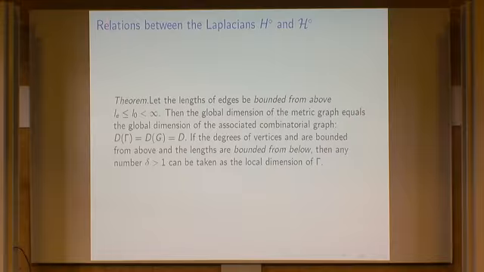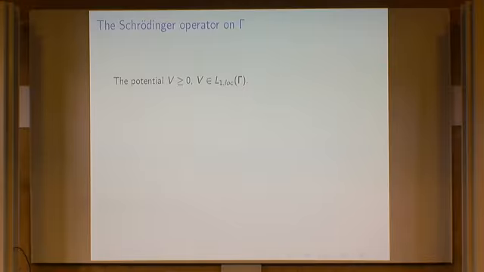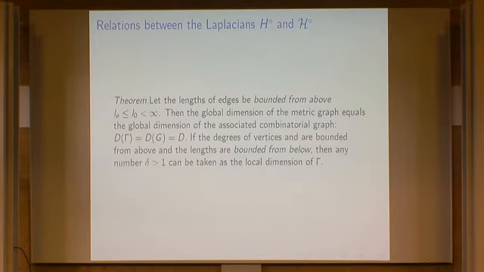Do you remember that it can be very well understood from this very rough geometrical point of view: if we have these points, then when we go very far away, we cannot feel the difference whether these points are connected with each other or not. But there's a general fact that the global dimension is the same. And if the degrees of vertices are bounded from above and the lengths are bounded from below, then we cannot be sure that the local dimension is 1, because there may be some pathologies, but the local dimension of the quantum graph can be taken as close to 1 as we wish. But we cannot be sure that it can be 1.